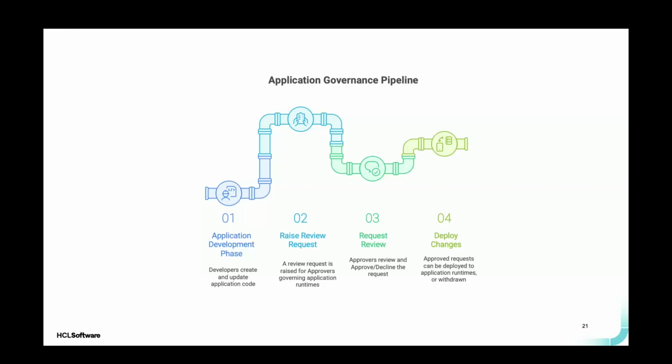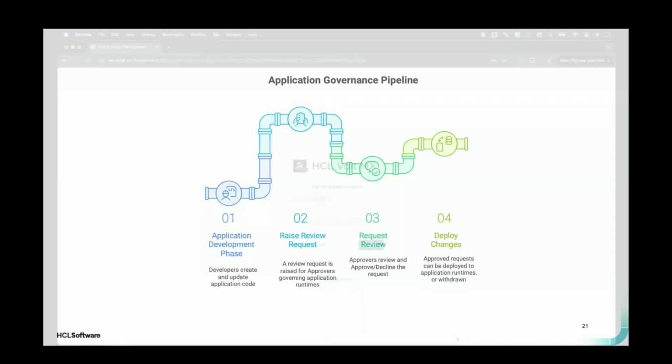Now, while an application is marked for a review request against a specific environment, no other similar review request can be raised for that environment till the original one is resolved. And once approved, the requester or any user with approver, admin, or owner roles can proceed to deploy the changes to the runtime. Now, let's walk through the feature from a user's perspective.